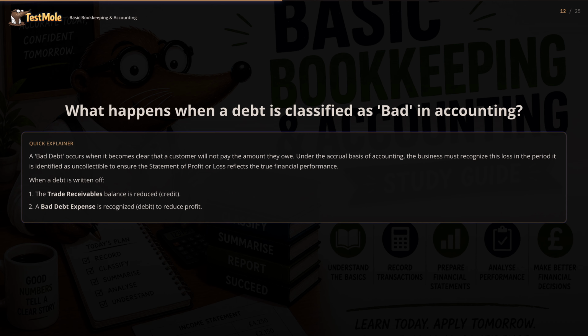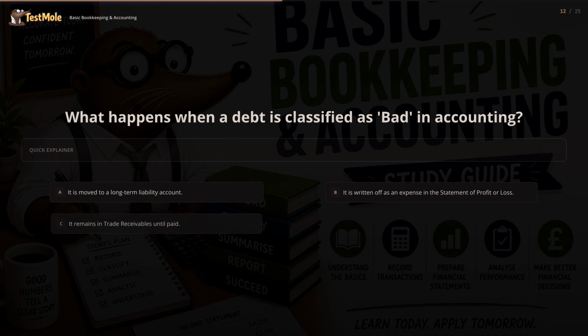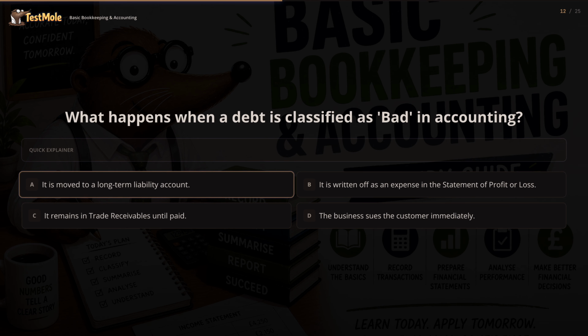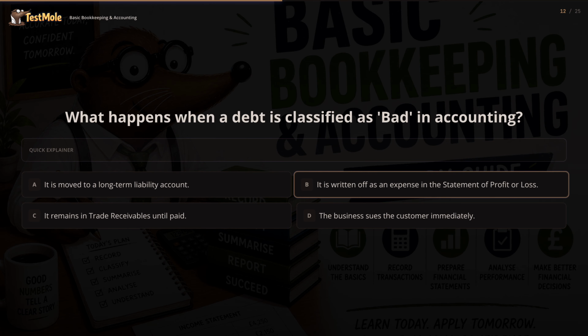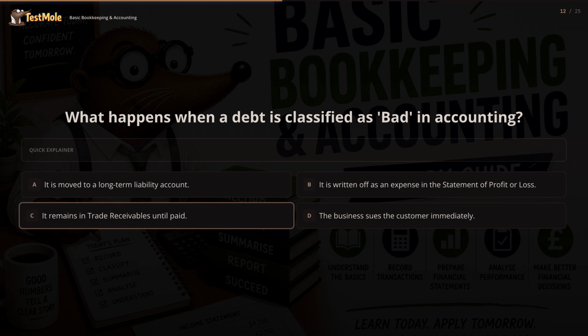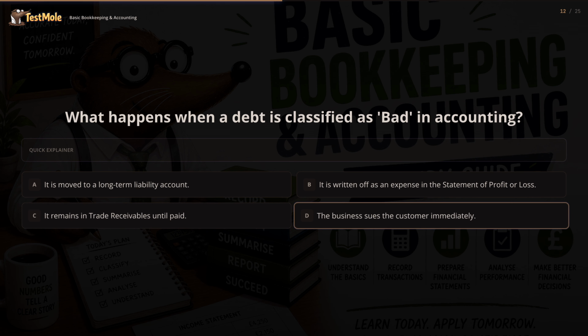When a debt is written off, the trade receivables balance is reduced, credit. A bad debt expense is recognized, debit, to reduce profit. Here are the options. A. It is moved to a long-term liability account. B. It is written off as an expense in the statement of profit or loss. C. It remains in trade receivables until paid. D. The business sues the customer immediately.